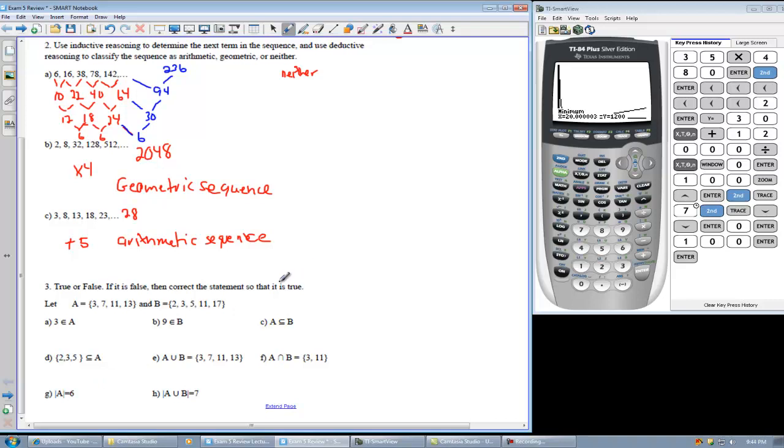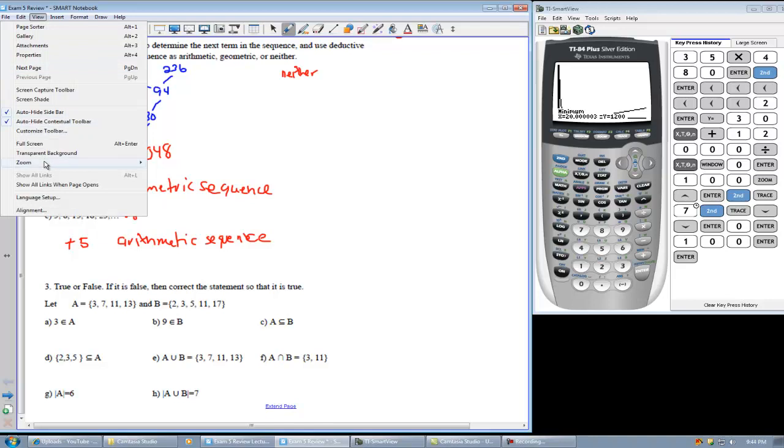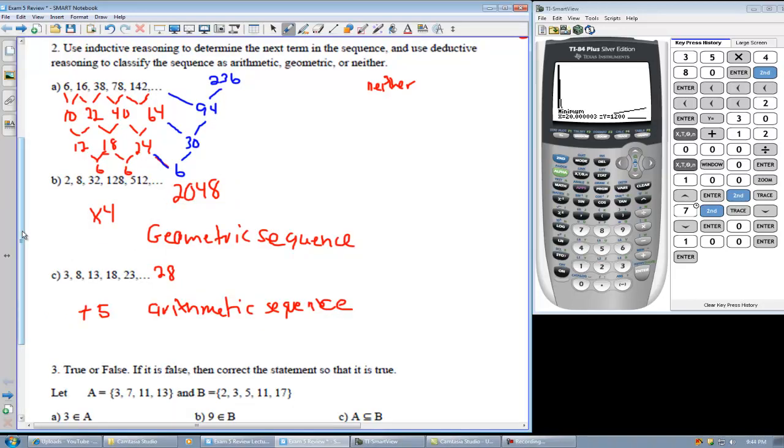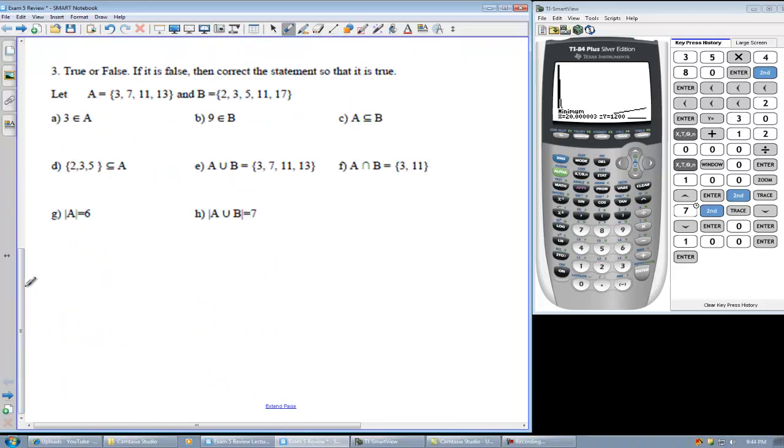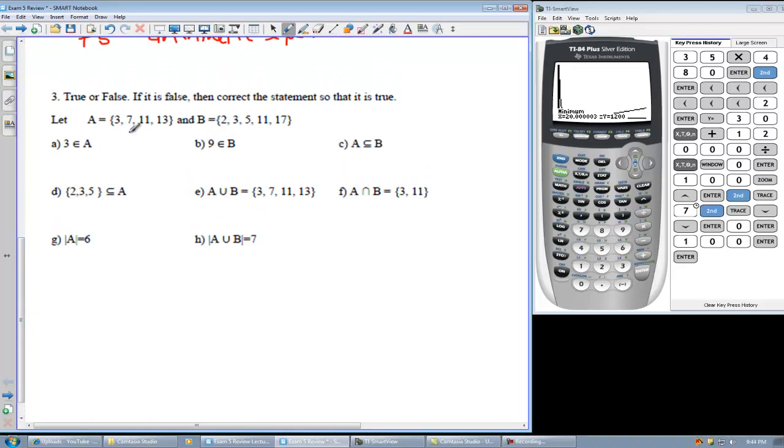All right, so on number three, what is it saying? I'll blow this up. That's better. Okay, so on number three, what it's saying is true or false, and if it is false, then correct the statement so it's true. So is three an element of A? Yeah, three is an element of A, so this is a true statement. Is nine an element of B? That's a false statement. There is no nine in the set here, 2, 3, 5, 11, 17.